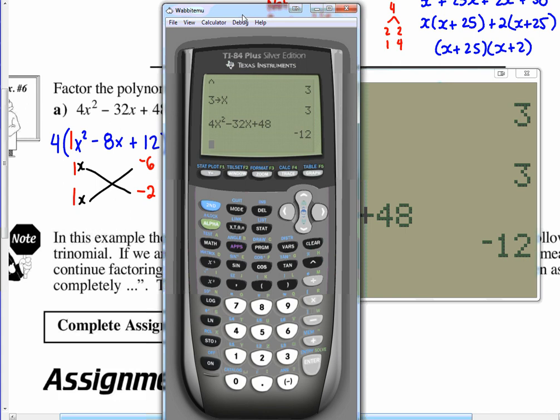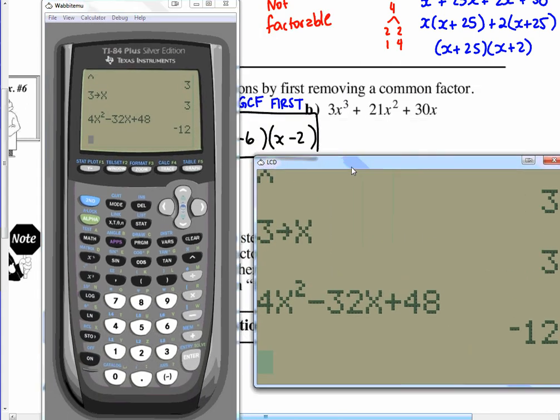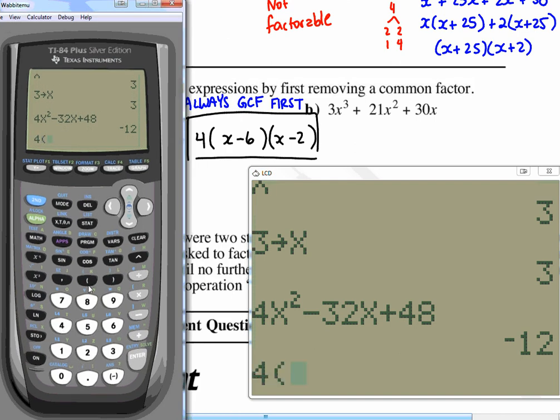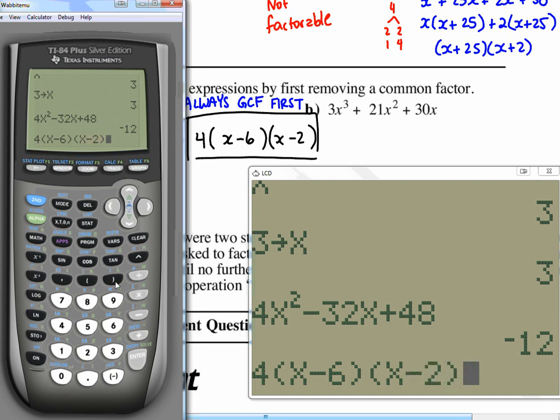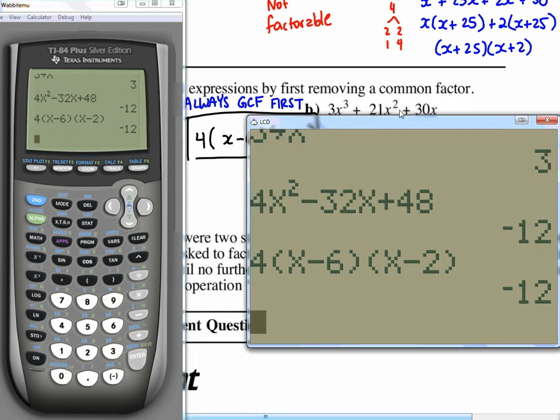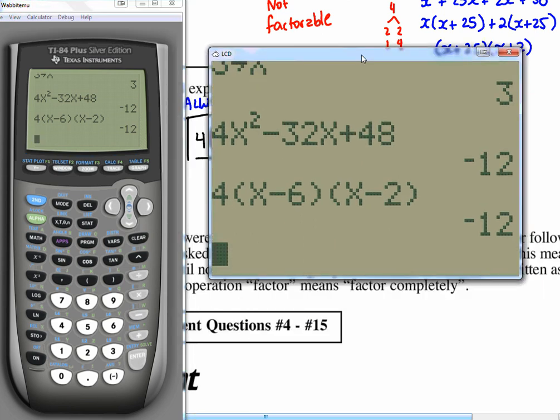Then we type in our answer: 4 times x minus 6, x minus 2. We should expect to see the same answer, negative 12. As long as these are the same, then your work is correct.